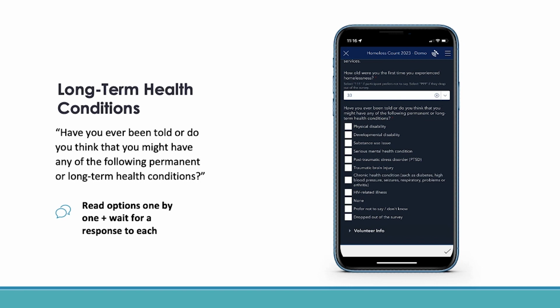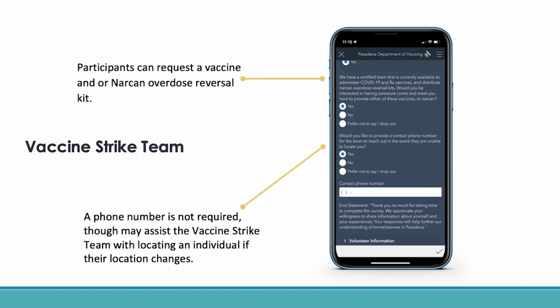The last few questions within the full survey have to do with the vaccine strike team. Participants have the option of a team member coming to their location for providing a COVID-19 and flu vaccine and/or a Narcan overdose reversal kit. If a person would like to receive any of these three options, there will be an additional question asked about providing a phone number. A phone number is not required to be given, however, it would help the outreach team locate individuals in the event they cannot be located or their location changes from the time the survey is submitted.